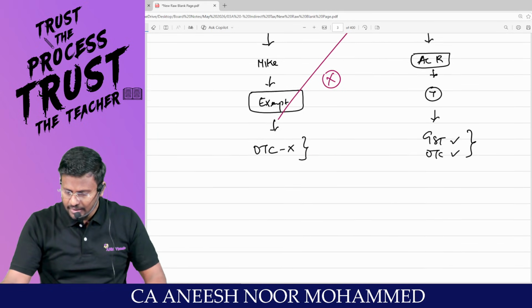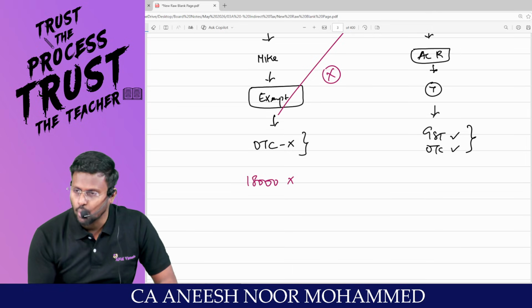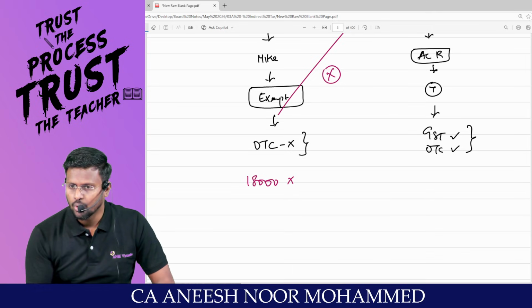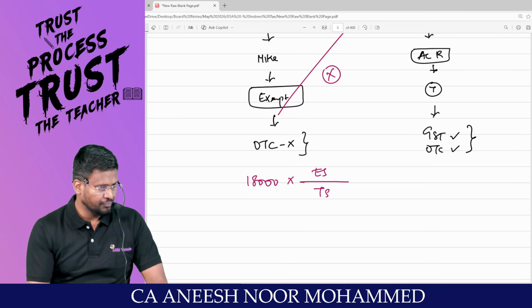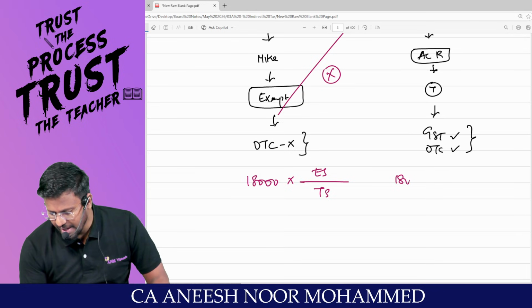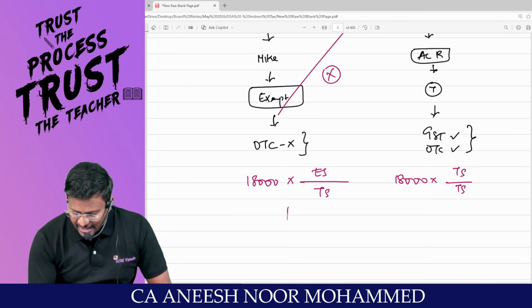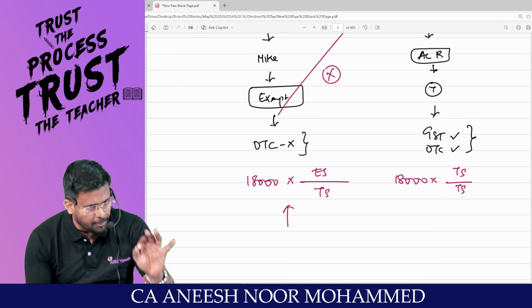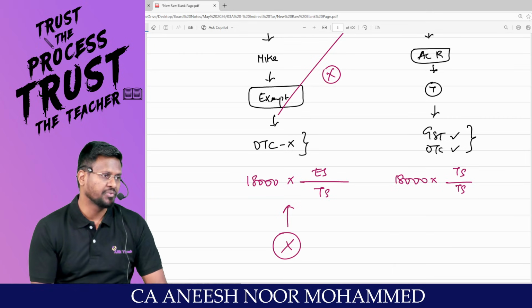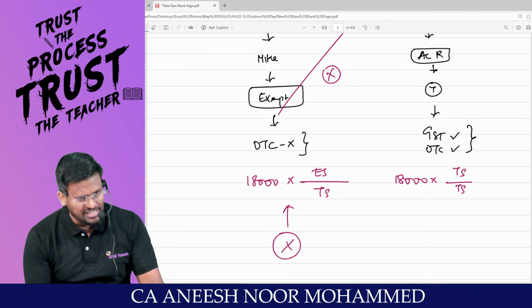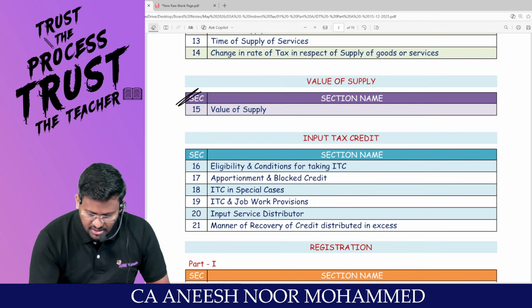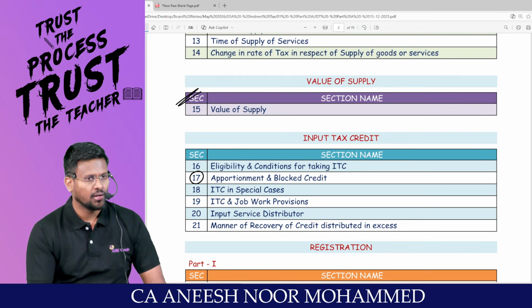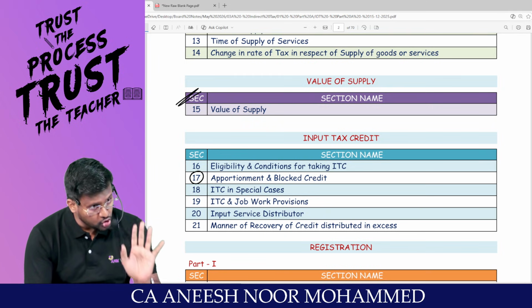That means 18,000 is the total GST paid, into exempt supply divided by total supply, and then 18,000 into taxable supply divided by total supply. That is, the ITC attributable to exempt supply cannot be taken as ITC. ITC attributable to taxable supply can be taken as ITC. Pakka? This is called section 17, apportionment. What is meant? Apportionment.